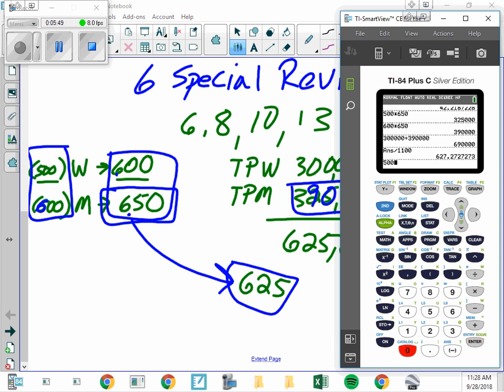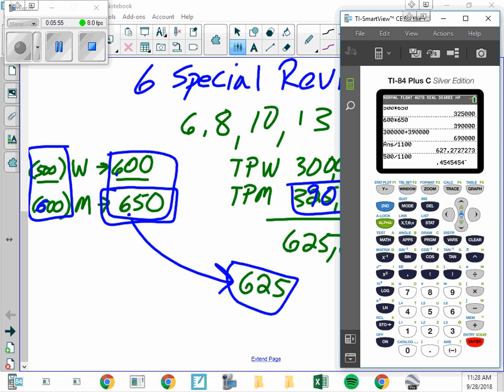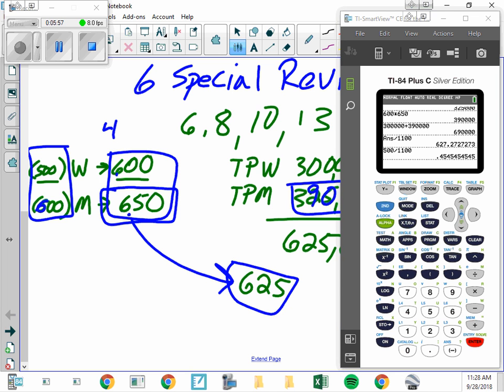But here's what you can do. What is the percentage of women? 500 of the 1,100 people are women, which is 45.45%. What's the percentage of men? Well, it's going to be the opposite of that, which is 54.54%.